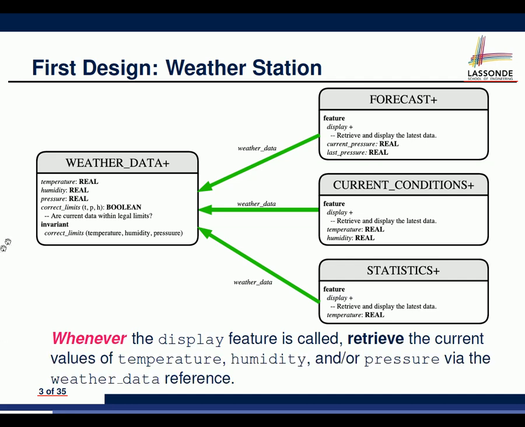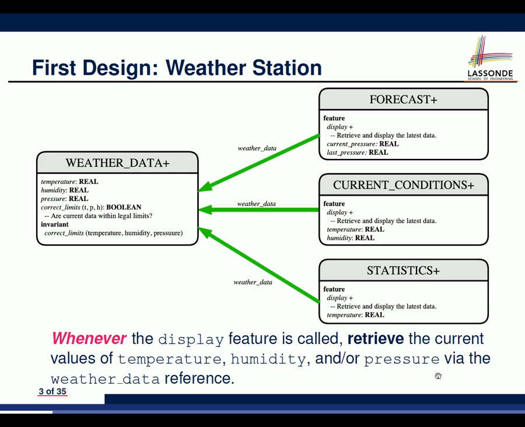Okay, so basically for every app, let me read this to you. Whenever the display feature is called, you want to retrieve the current value for temperature, humidity, and pressure. Now that's the thing. What timing should it be for you to update? Should you do that every time you try to refresh the display? But what if when you refresh the display, there's actually no change in the weather data? That's a question to think about.